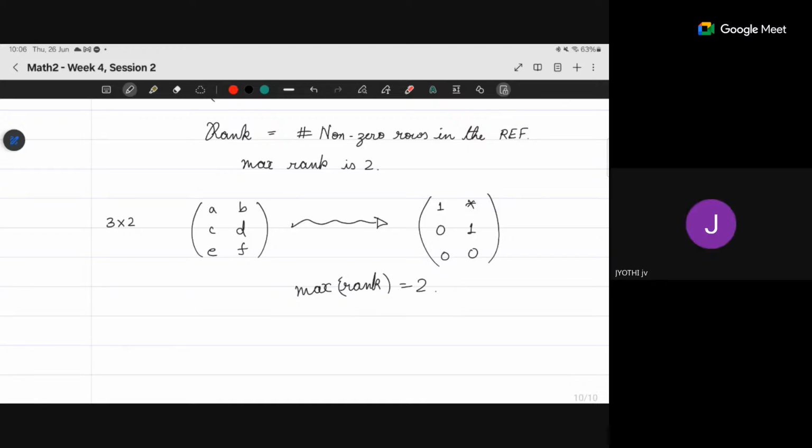Can you just brief the difference between span and spanning set? I'm able to understand it, but sometimes I get confused.